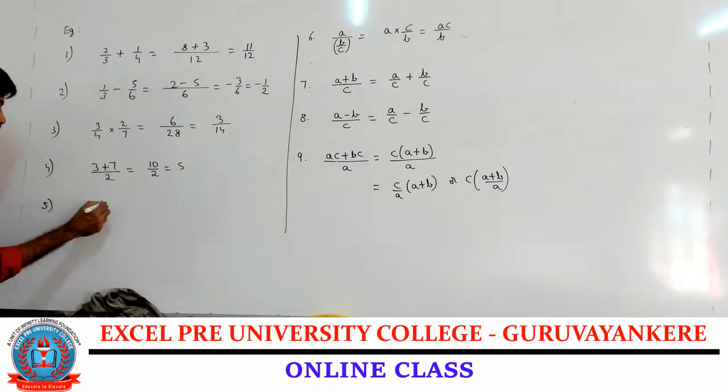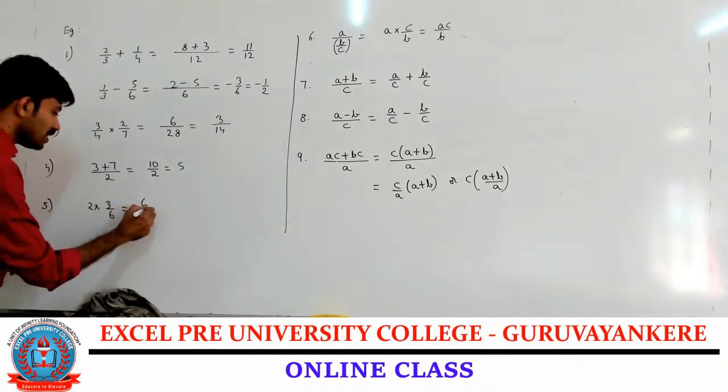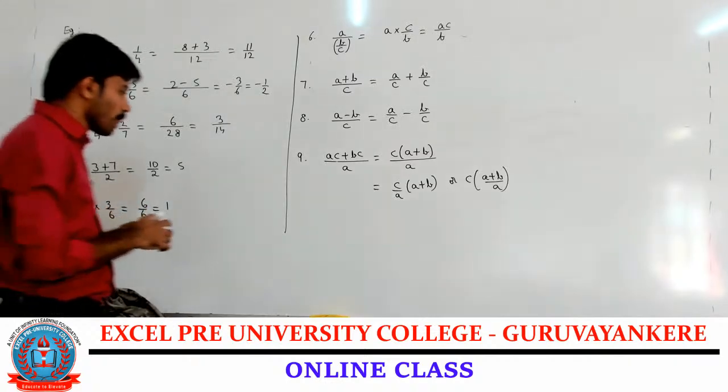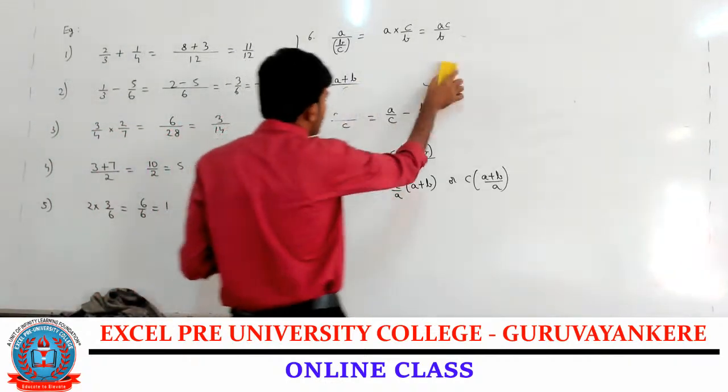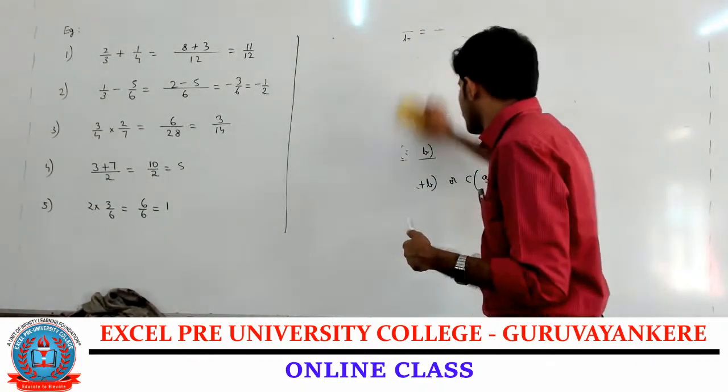2 into 3 by 6. Multiply numerator to numerator. 2 into 3 is 6. 6 by 6 is 1. Few examples are given of how to add the fractions.